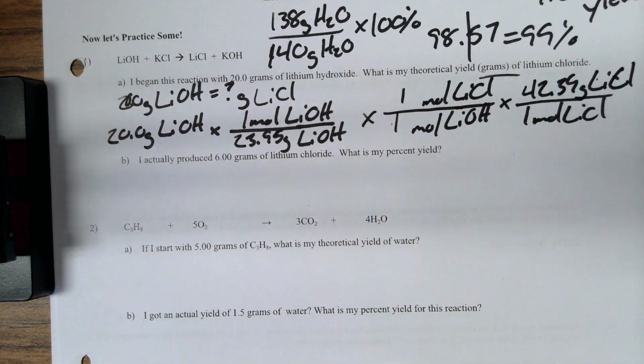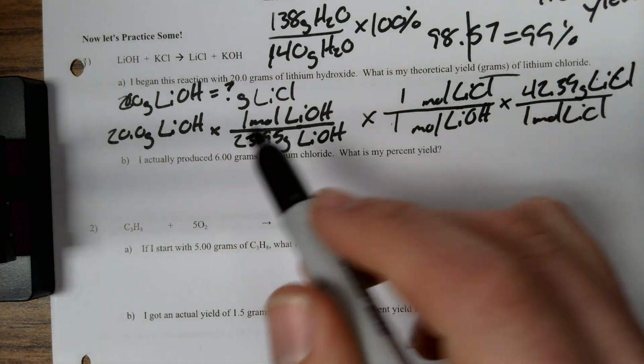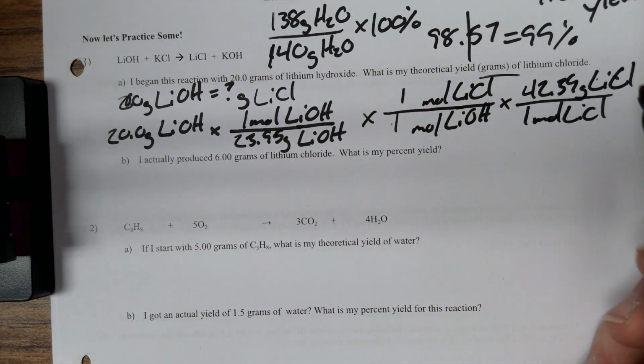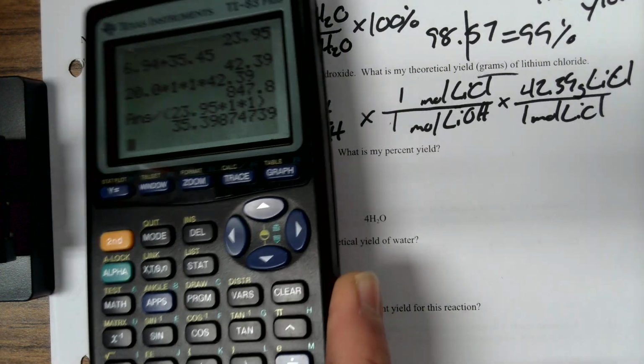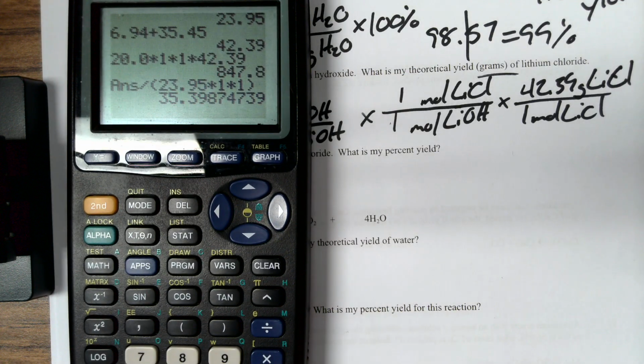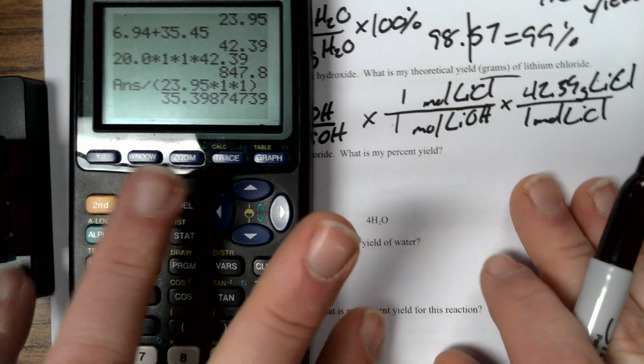Now, if I solve for my problem, I multiply all my numerators together. Then I multiply my denominators together. Then I'll divide across my fraction line. I'll get 20.0 times 1 times 42.39 divided by 23.95 times 1 times 1. I'm going to get 35.398 and so on.